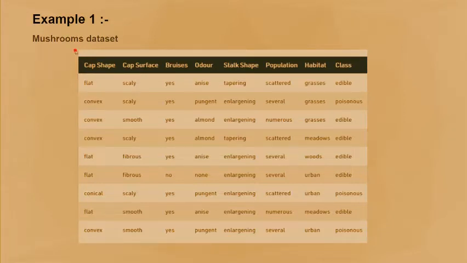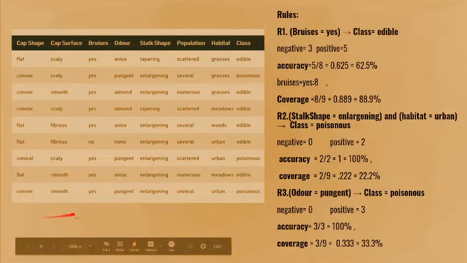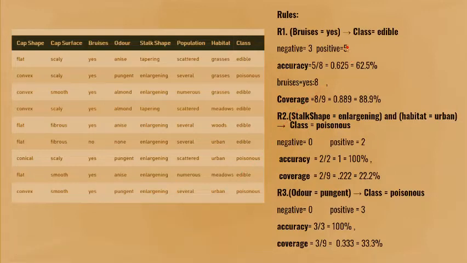So this is a dataset of mushroom. There are three rules of this mushroom dataset. Rule one is bruises equals yes, and the class equals edible. Now there are three negative instances in this rule, that is in the second row, in the seventh row and in the ninth row. There are three negative instances and five positive instances.